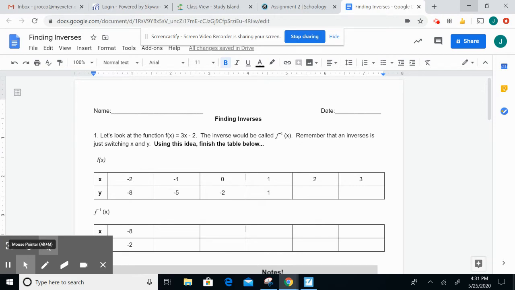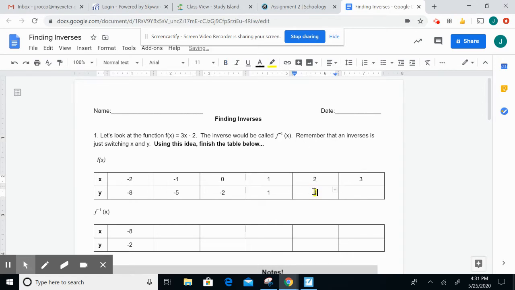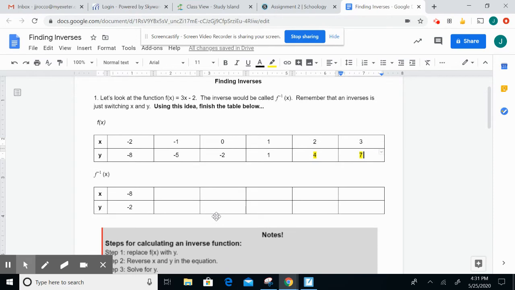Plug in a 1. So first thing I'm going to want you to do is finish the table. If we plug in a 2, 6 minus 2, 4. And then 3 times 3 is 9, minus 2, 7. And so you can see you're going up by 3 every time. And remember, negative 2, there's our y-intercept, and the slope is going up by 3 every time. Now, that's our original function.